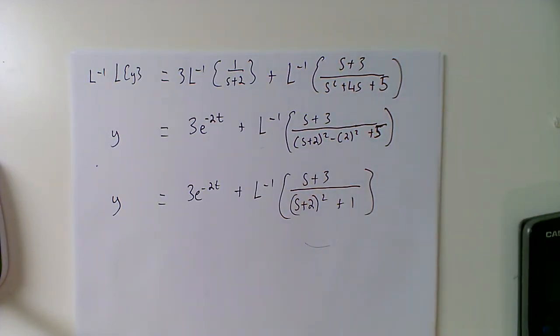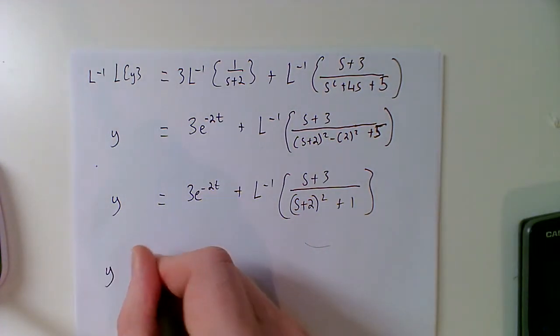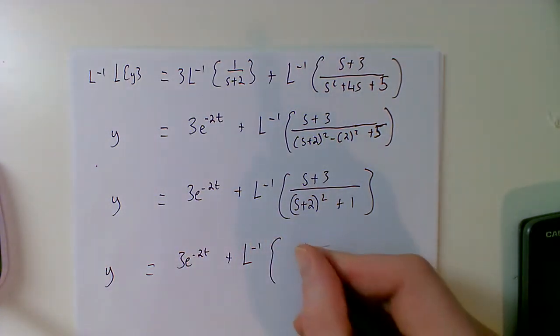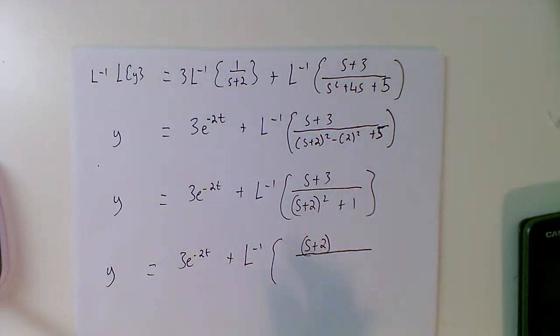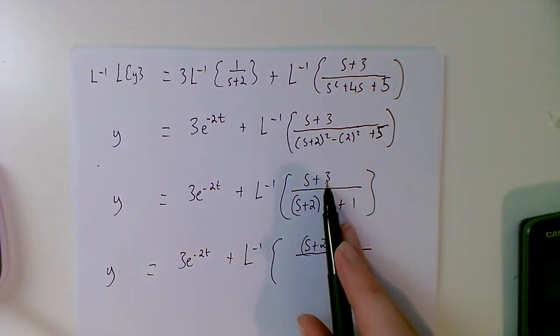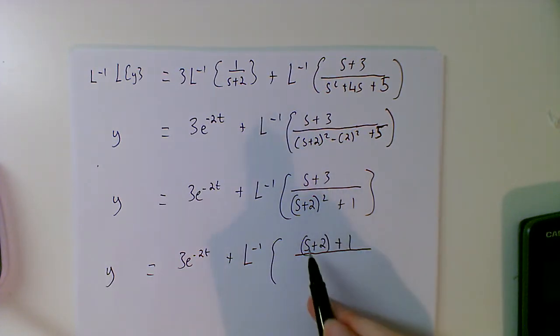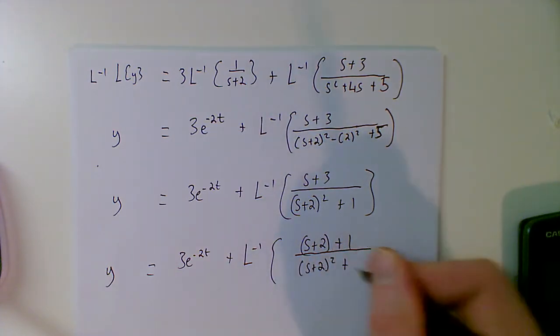Right, now I know that because I've completed the square, I'm going to have to use that first shift theorem backwards. So I know that in here I need to make everything that's got an s in it s plus 2. So I've got an s on the top, so I need to make that s plus 2, right? So s plus 2 and what gives me s plus 3? Well, plus 1. And that means that I've not changed the top in any way, because s plus 2 plus 1 is s plus 3. And then my s on the bottom is also s plus 2.